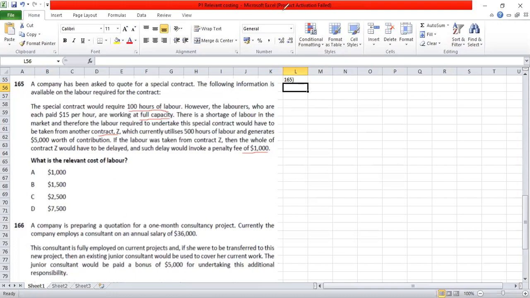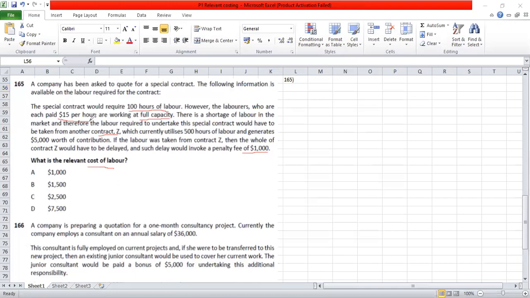The relevant cost here, the cost which should be charged for the special order, is what we need to find. How many hours do they require? The special contract would require 100 hours. The cost of these 100 hours is $15 per hour.